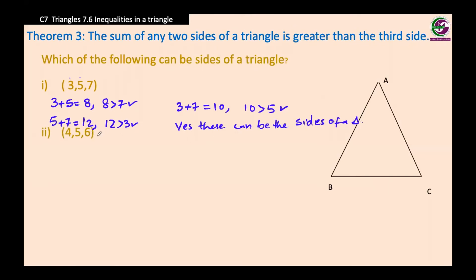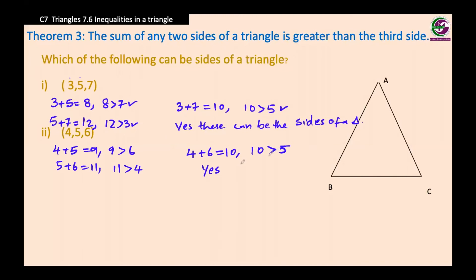4, 5, and 6. Can you pause here and try all the three cases? Well, let's continue. So 4 plus 5 is equal to 9, which is greater than the other side, 6. Again, 5 plus 6 is equal to 11, and 11 is greater than 4. And the last one is 4 plus 6 equal to 10, and you know 10 is greater than 5. So all are okay. So this can also be the sides of a triangle.